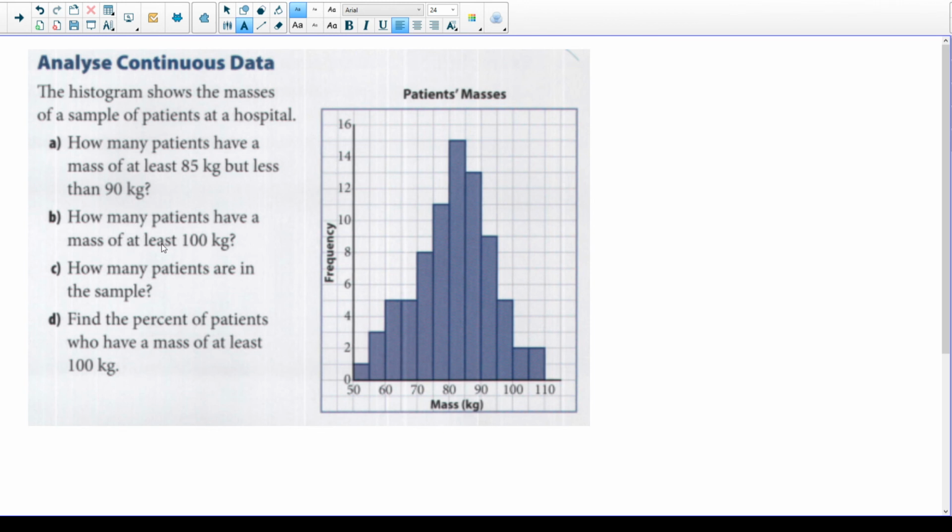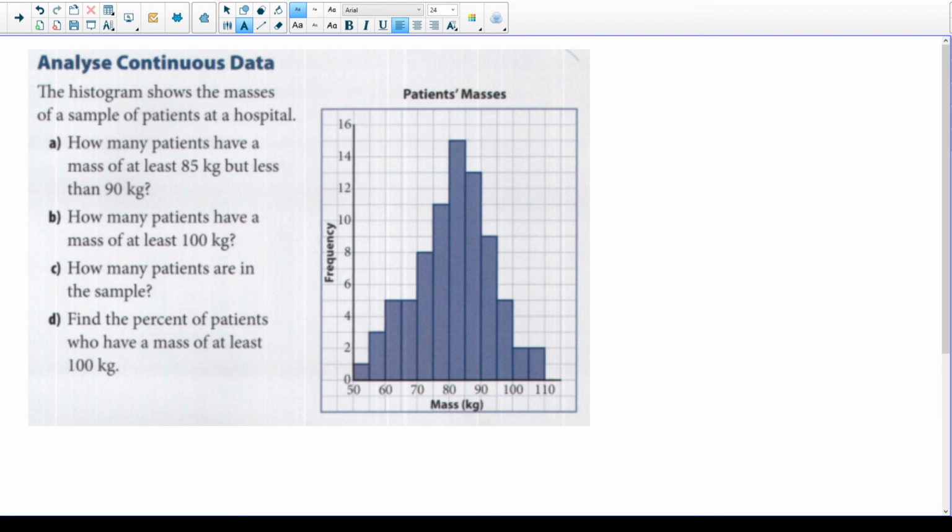How many patients have a mass of at least 100 kilograms? So at least 100 kilograms, so here's 100 kilograms, that means anything greater than 100 kilograms, okay? So that would be both of these bars. Both of those bars that are height of 2, so that would be 4 people in total.